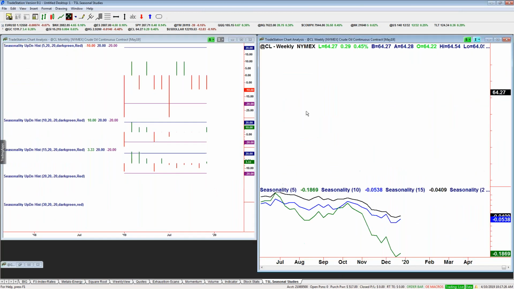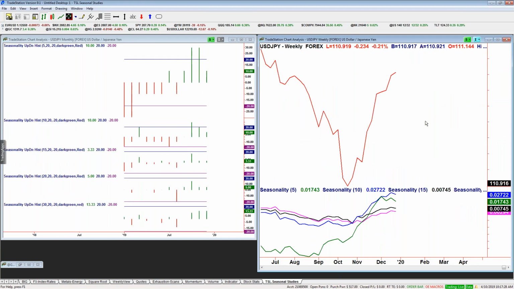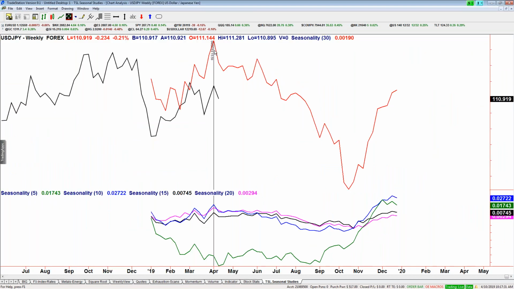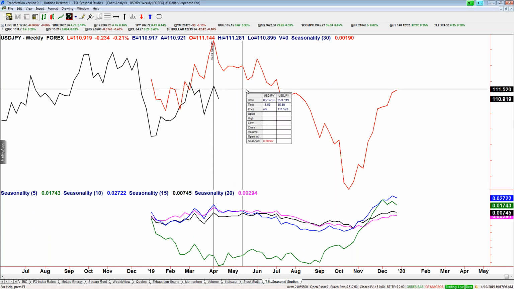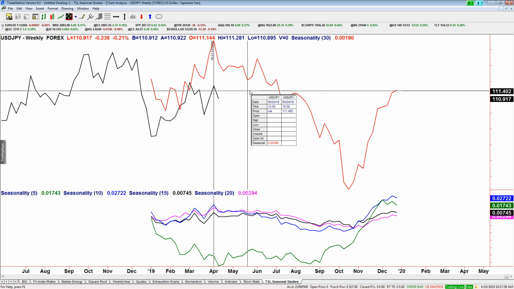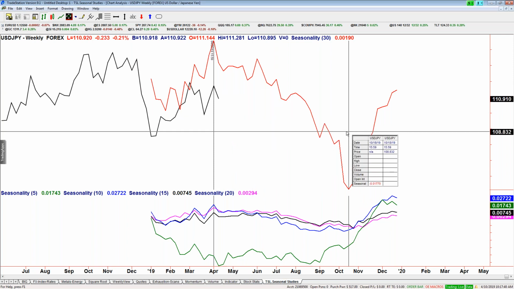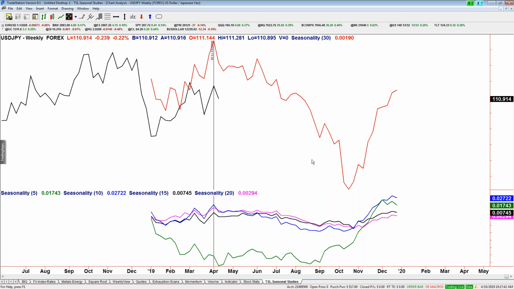Where are we? Here we go. Dollar yen. Okay, right on cue, right? So we're lower, kind of on balance, really through kind of October. Now, see the look backs are a little different, right?